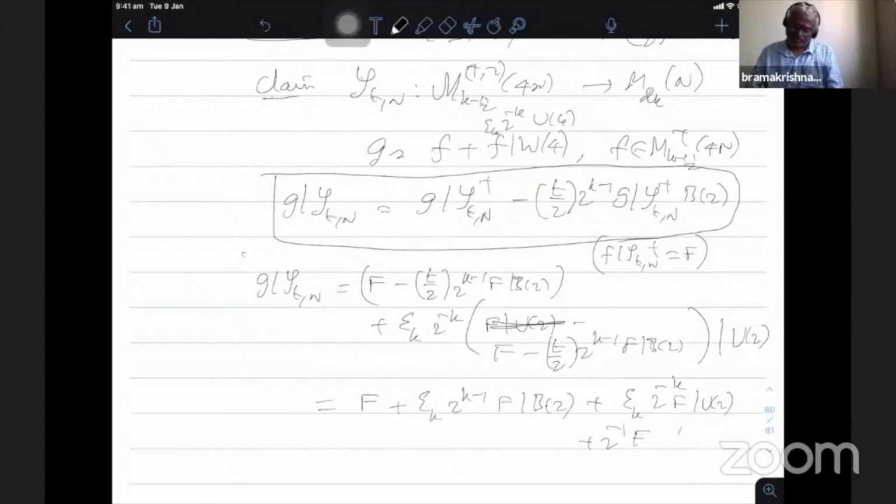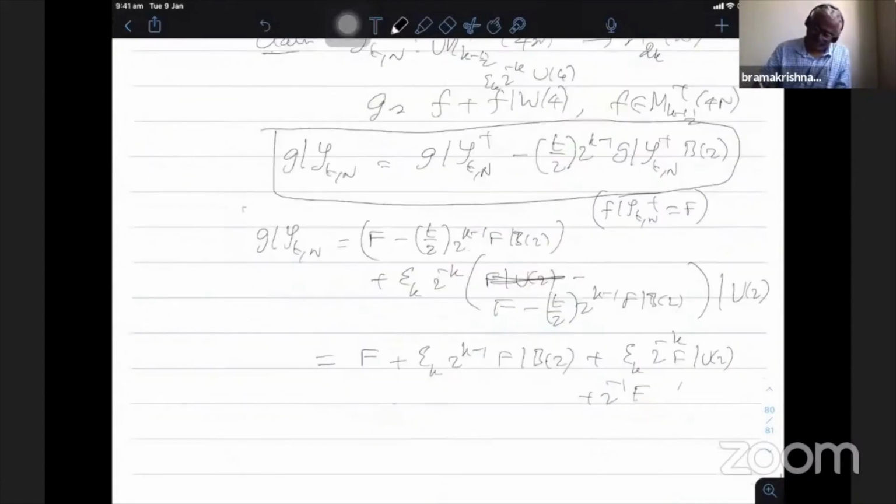Therefore, this is epsilon k 2 power k minus 1. This is minus epsilon k. This plus epsilon k square goes, 2 power minus k goes. Only the 2 power minus 1 remains. So simplifying, this and this give you 3 by 2 F. Combining these two, what I get is plus epsilon k 2 power minus k. When I take it out, it is F bar u2 plus 2 power 2k minus 1 F bar b2. Do this carefully.